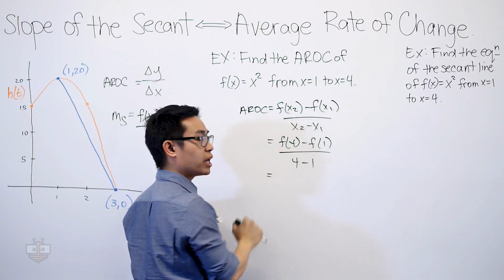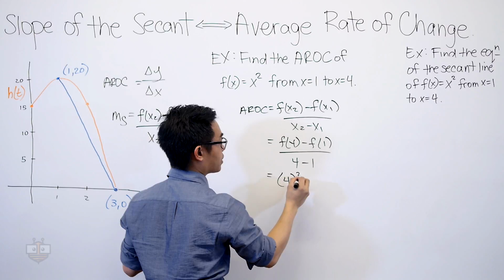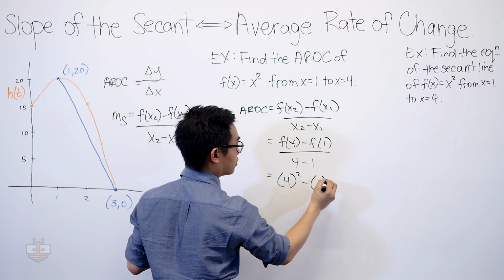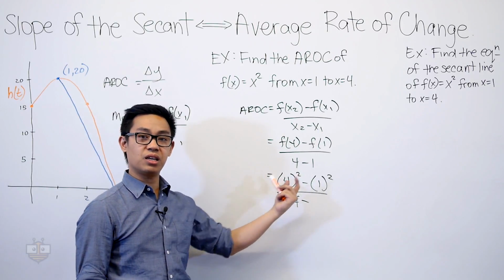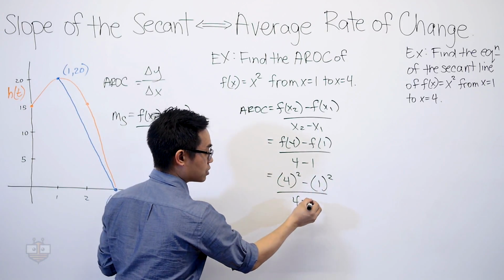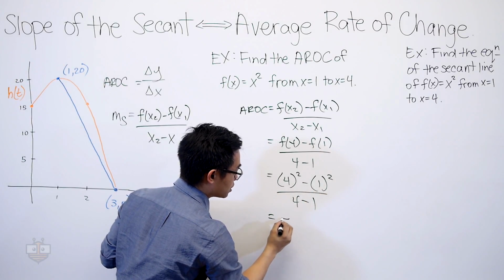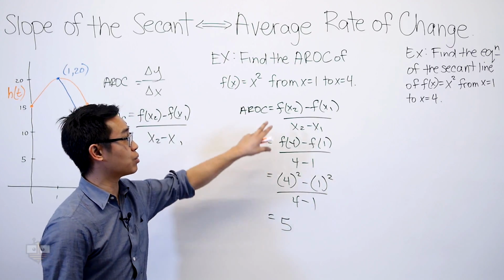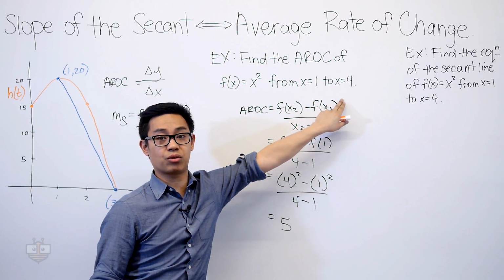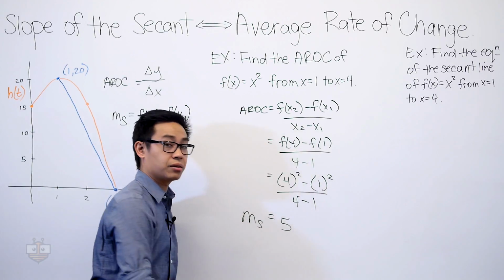And now how do we find f at 4? We sub 4 into the function. So we get 4 squared minus 1 squared over 4 minus 1. 4 squared is 16, minus 1 is 15. Sorry, forgot the 1 here. Divided by 3, so 15 over 3 is 5. The function is changing at a rate of 5 between x is equal to 1 and x is equal to 4. What else is this known as? This is the slope of the secant line.